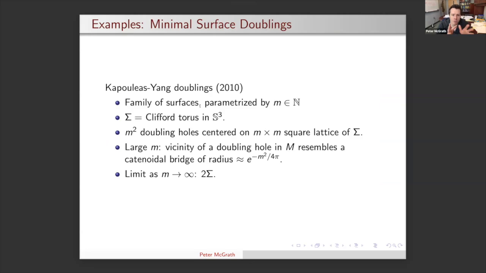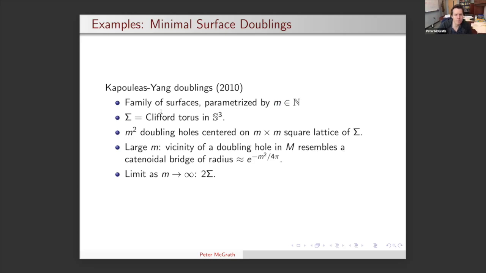And much more recently, there have been lots of very interesting constructions of doublings of minimal surfaces in S3, primarily of the Clifford torus, and more doublings of the equatorial two-sphere in S3. These were designed and carried out by Kapouleas and some of his collaborators, including myself. The first of these constructions was completed in about 2010. And these were an infinite discrete family of doublings of the Clifford torus. And the family, at least in the original construction, is parameterized by a large integer m.